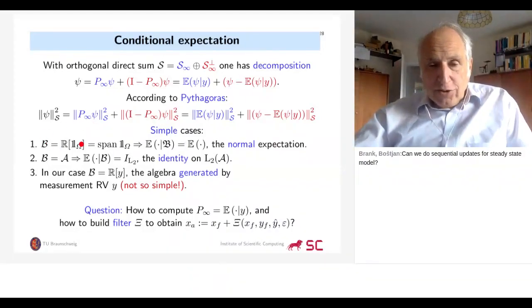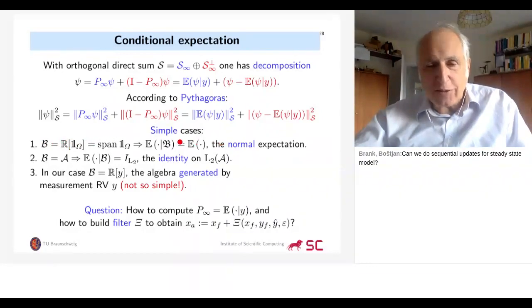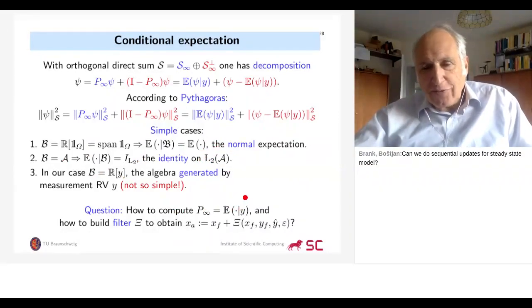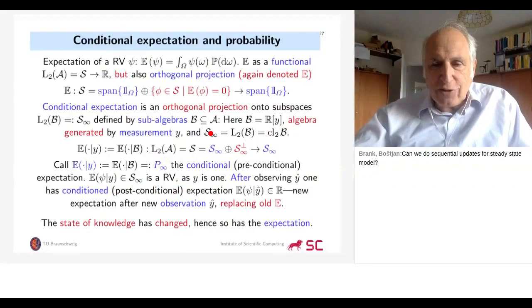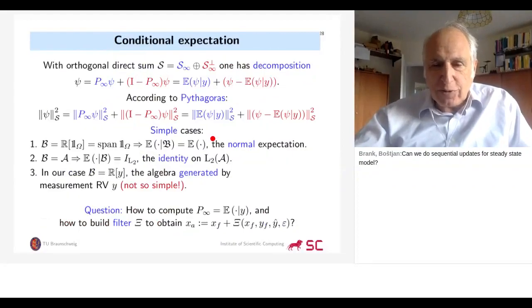Okay. Just now, how does this fit in? So if we take as algebra just the constants, then it's the normal expectation. If we take the whole algebra, then it's the identity. Those are the two extreme cases of this conditional expectation. In our case, as I said, it's the algebra generated by the measurement. It's not so simple as these two cases. Okay. And the question now becomes how to compute this guy. I said numerically it's very nice, it's an orthogonal projection, but the problem is how do you lay hands on your space and how do you compute this projection? So how do you build this filter? Okay.